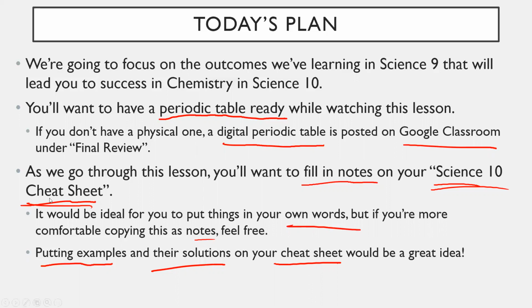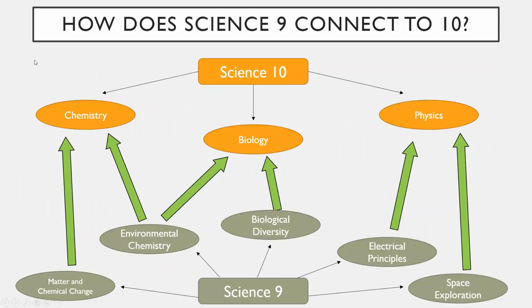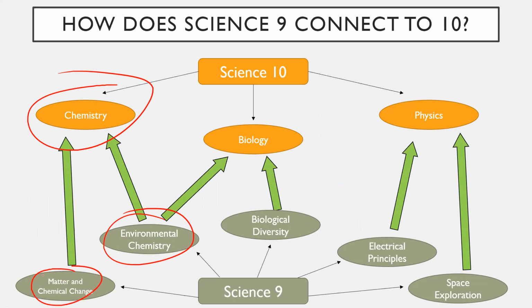Anyway, I'm going to stop rambling. Let's get going. It might be a bit of a long lesson today. I apologize. Chemistry was the biggest part of Science 9, so we'll see. Anyway, here's just a reminder of where everything fits. We're focusing in on chemistry today, which is, of course, one of the three main units of Science 10. The stuff from Science 9 that leads into it is environmental chemistry, but more significantly, matter and chemical change, which was so much chemistry that I actually literally just called it the chemistry unit of Science 9.